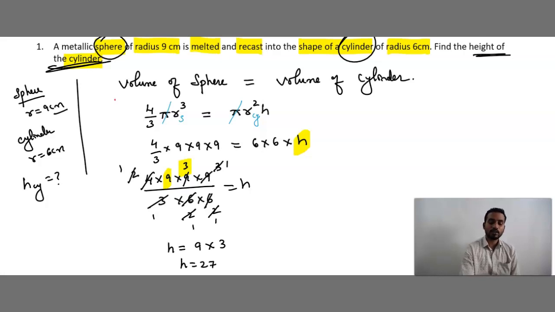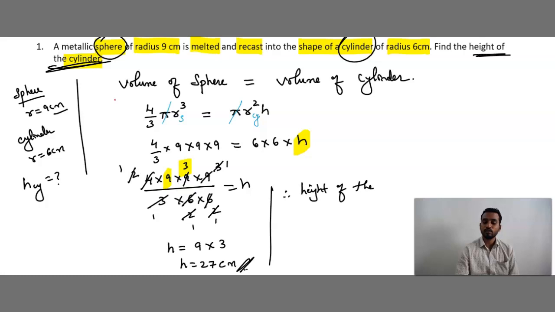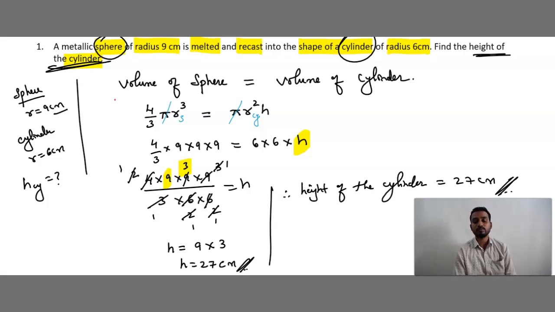So what is the SI unit? Centimeters. Therefore, you have to write the conclusion in the last step: height of the cylinder is equal to 27 centimeters. Okay, this is the way the questions can be asked. I hope you have understood this problem. Let me solve the next problem.